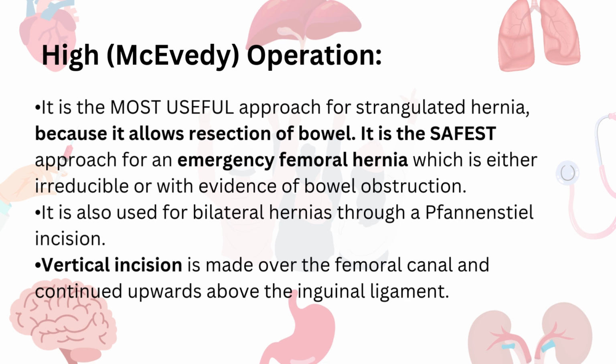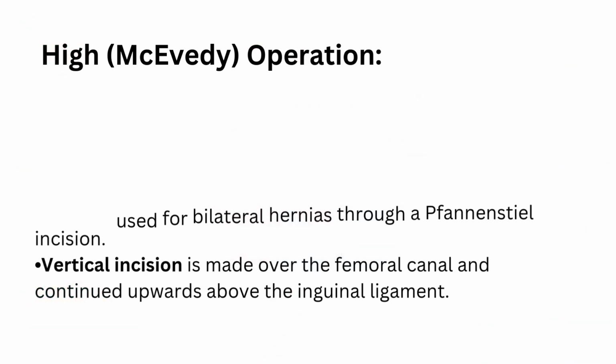So what you are doing, you are putting a vertical incision at the place of the femoral canal and you are continuing it upwards towards the inguinal ligament. And if you need to do it bilaterally, you will do the pfannenstiel incision, and it is the safest approach. It allows you to resect the compromised bowel. It is done in emergency cases.